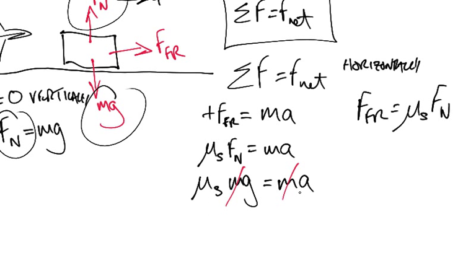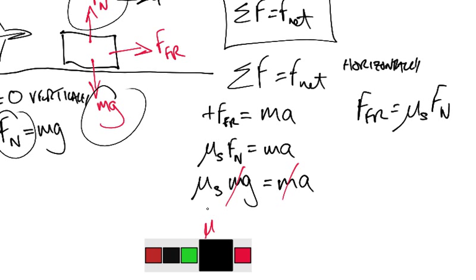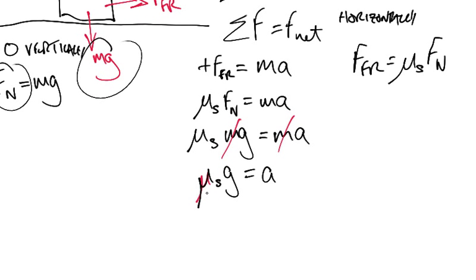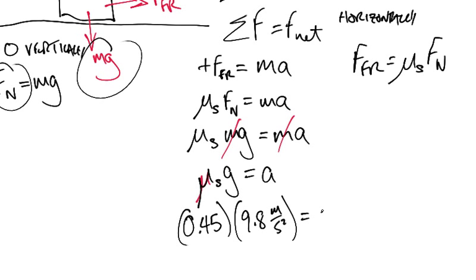However, if we now solve for this equation, obviously we get mu s g equals A. We can now plug those values in. We know what mu s is. That was given in the problem. 0.45 times 9.8 meters per second squared, and that's going to give us our A. And what does that give us? Answer: 4.41 meters per second squared.